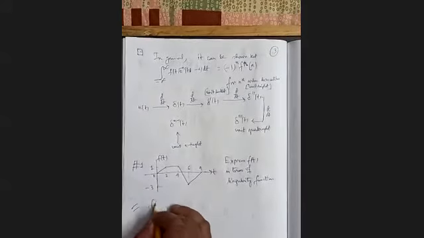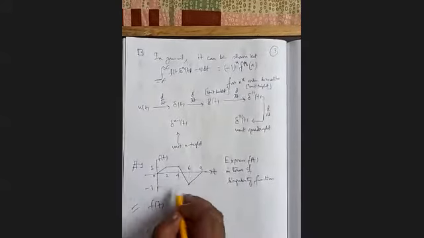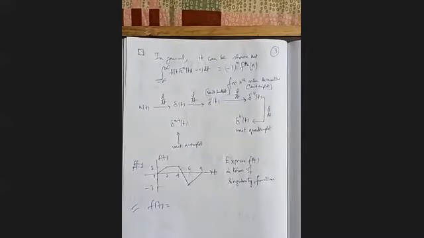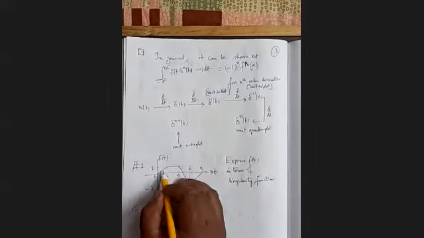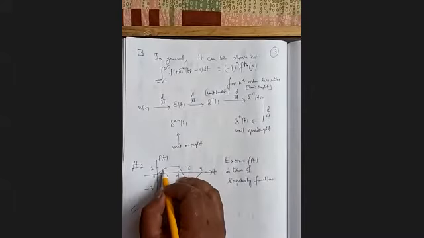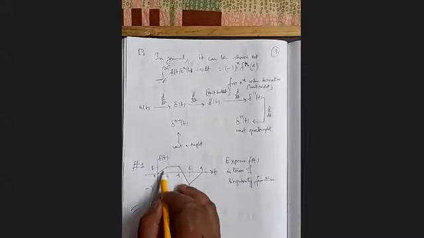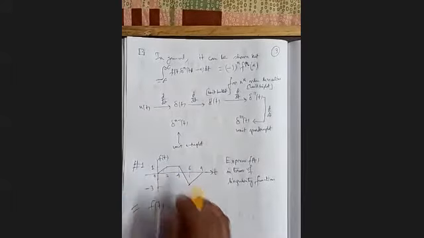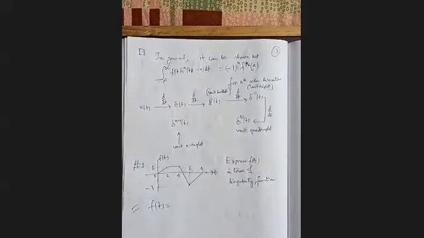Now, we write f of t, it is equal to what? Now, we can express it. First, it will be a ramp function. Now, what is the slope of the ramp?